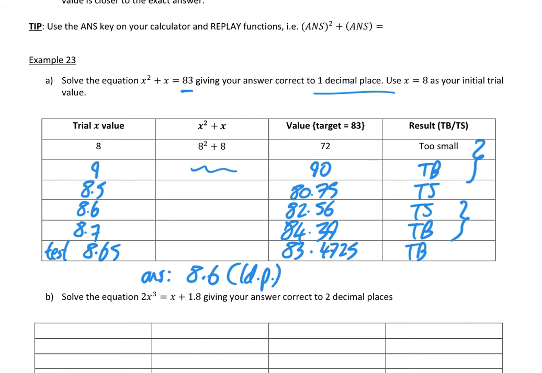Okay, and had your 8.65 been too small, that means 8.6 would have been way too small. Therefore, my answer would have been 8.7.